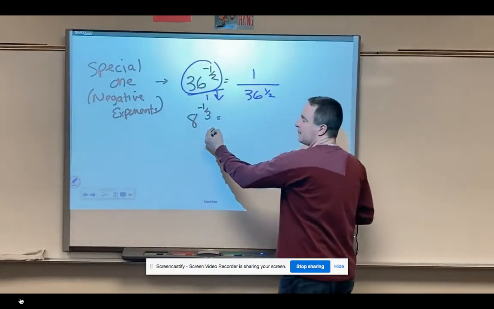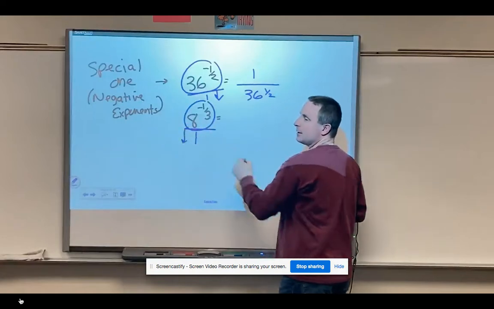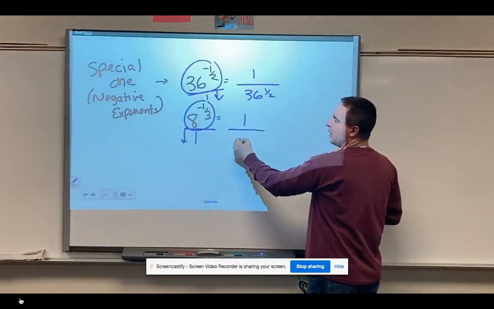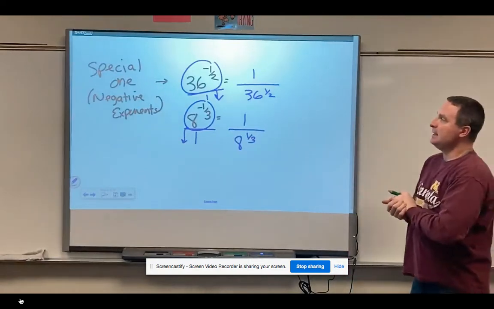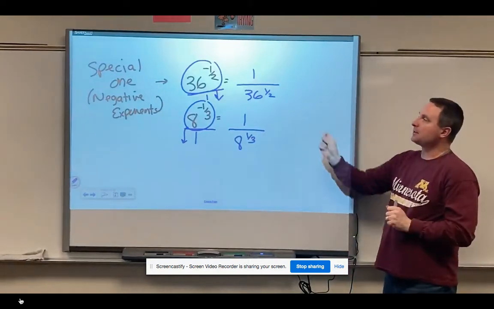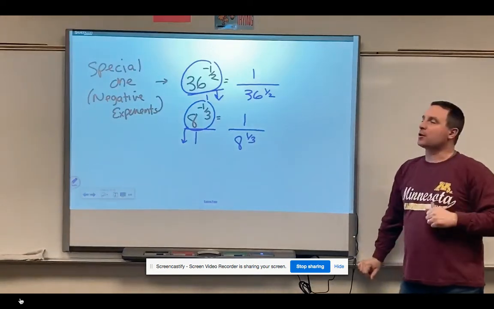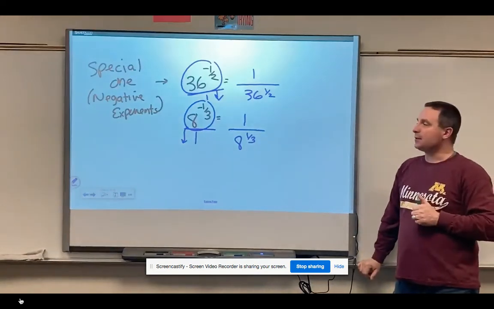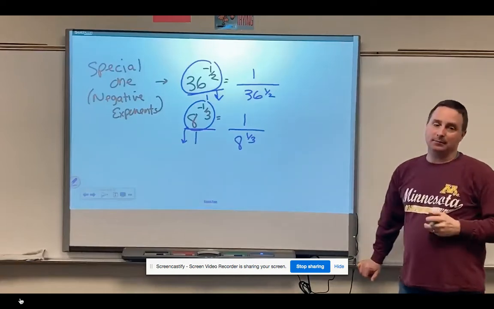And same thing with this guy. This starts out over 1. A negative exponent, it's got to go down to the bottom. And it becomes 1 over 8 to the positive 1/3 power. Now, for our class, for our purposes right now, we're going to leave it with a fractional exponent in the bottom. Later on in the course, we'll talk about how to deal with that. But yeah, negative exponents, they just go down to the bottom.